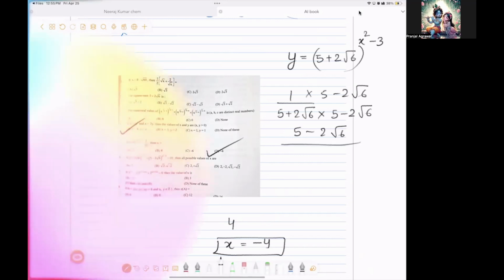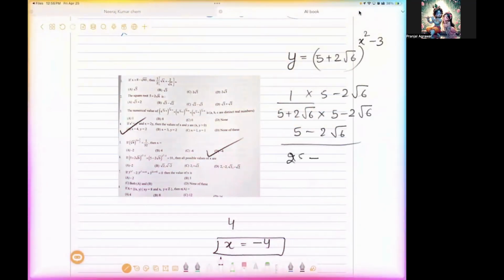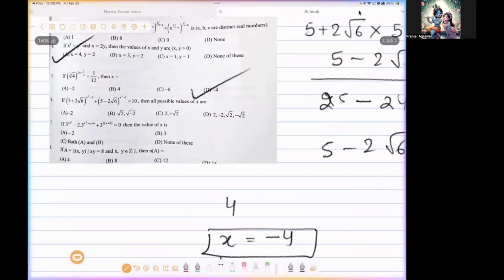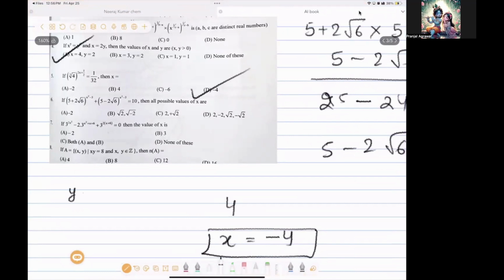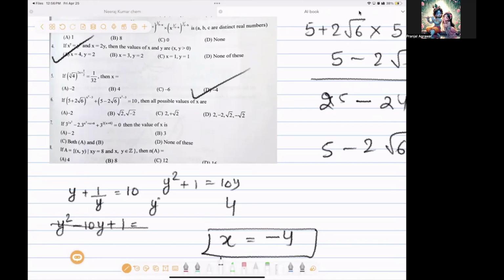See, a square minus b square form. So 25 minus 24. So we get 5 minus 2 root 6. So what we can write here? This we can write as y plus 1 by y is equal to 10. So y square plus 1 is equal to 10y. So y square minus 10y plus 1 is equal to 0.